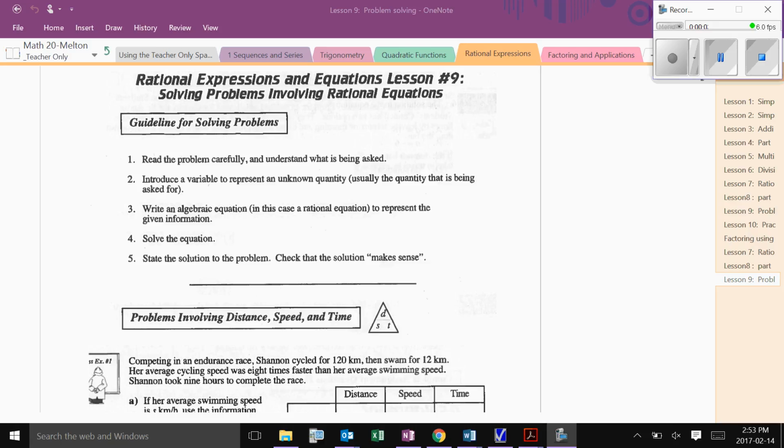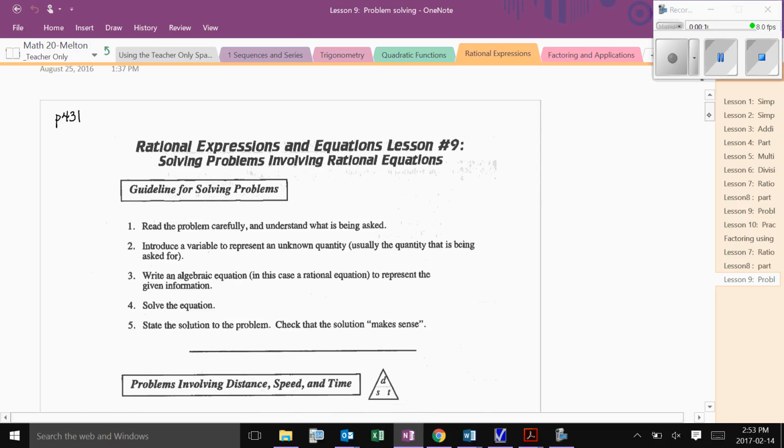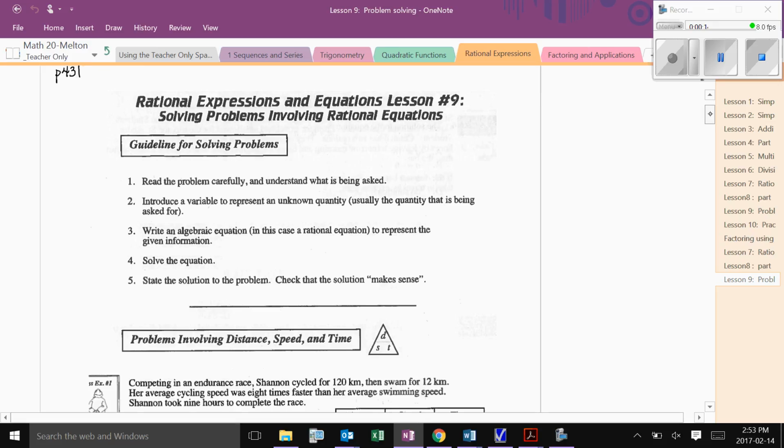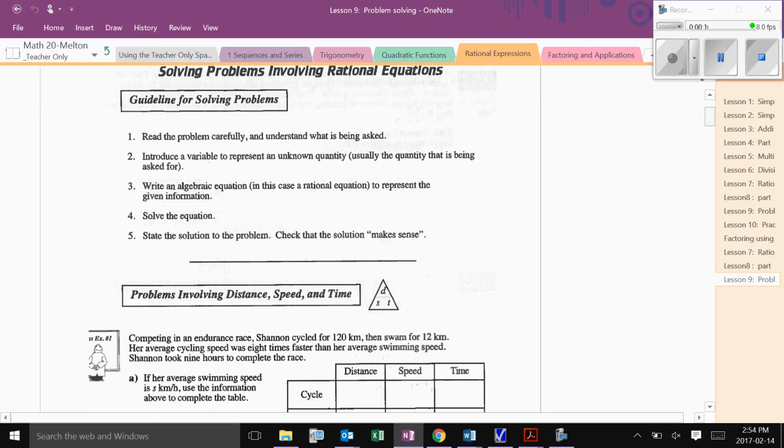Okay, let's take a look at solving word problems involving rational equations. So we're in your workbook and we're on page 431, lesson 9. What you're going to see is pretty much what we've been saying right from the get-go when it comes to solving word problems algebraically, which is, of course, reading the problem carefully. A really key piece is to introduce your variable, define that variable, pay attention if units are needed as well.